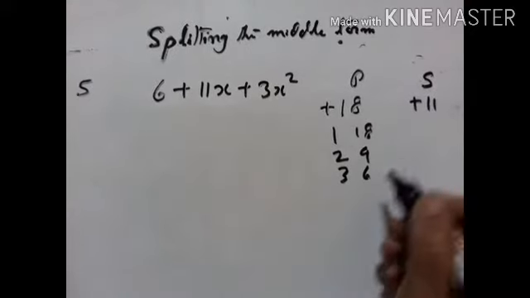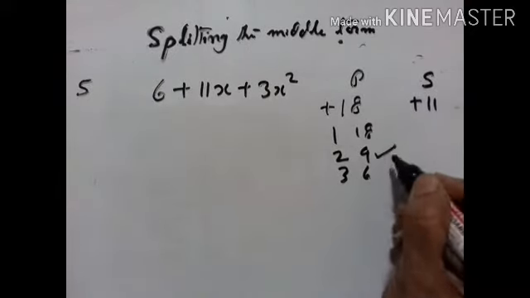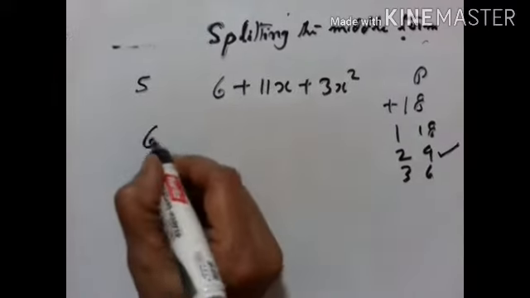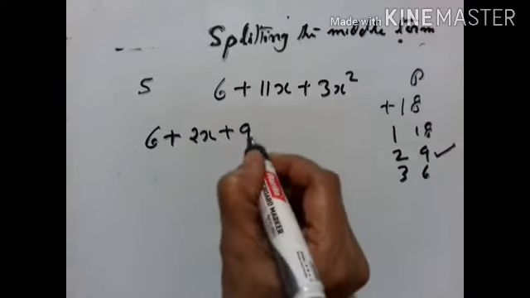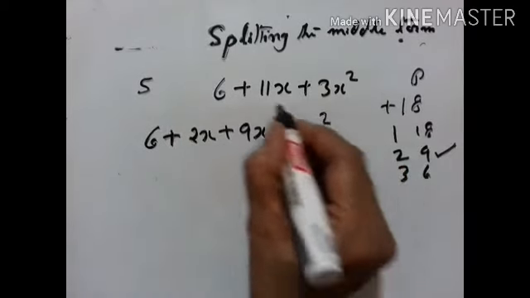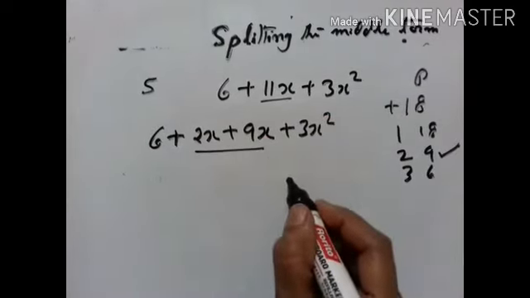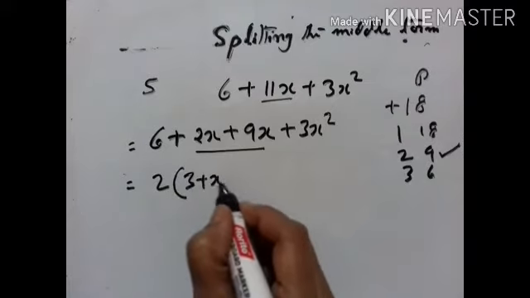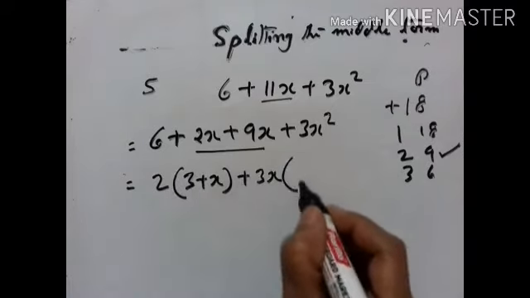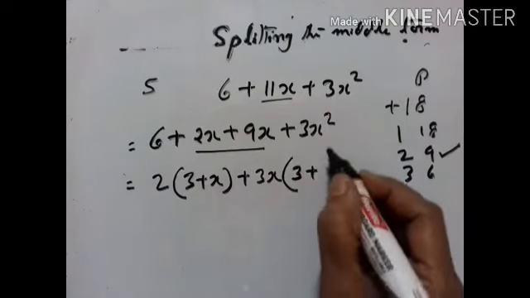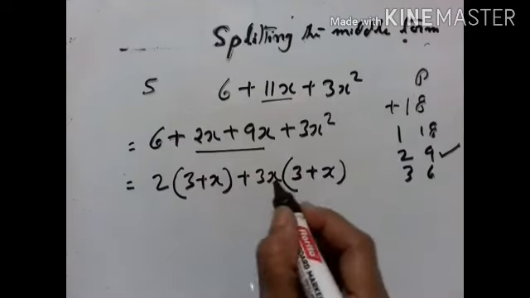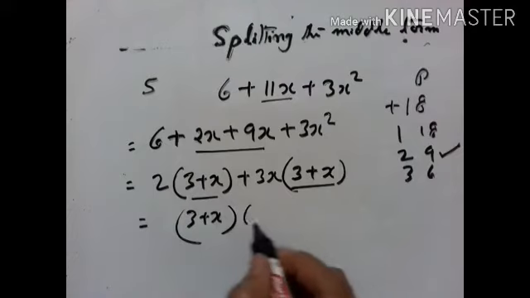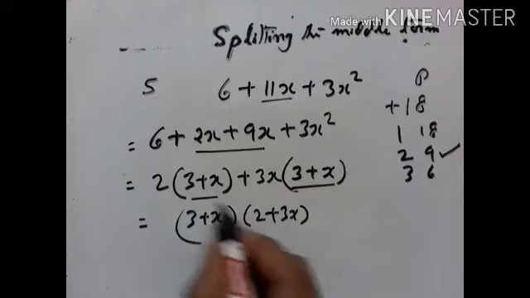In order to get 11, what we can do? This pair gives 11. 2 and 9. So 6 plus 2x plus 9x plus 3x square. 11x is split into 2x plus 9x. Here 2 is common, 3 plus x. 3x is common. So 3 plus x. 3x into x is equal to 3x square. 3 plus x is common. 2 plus 3x.